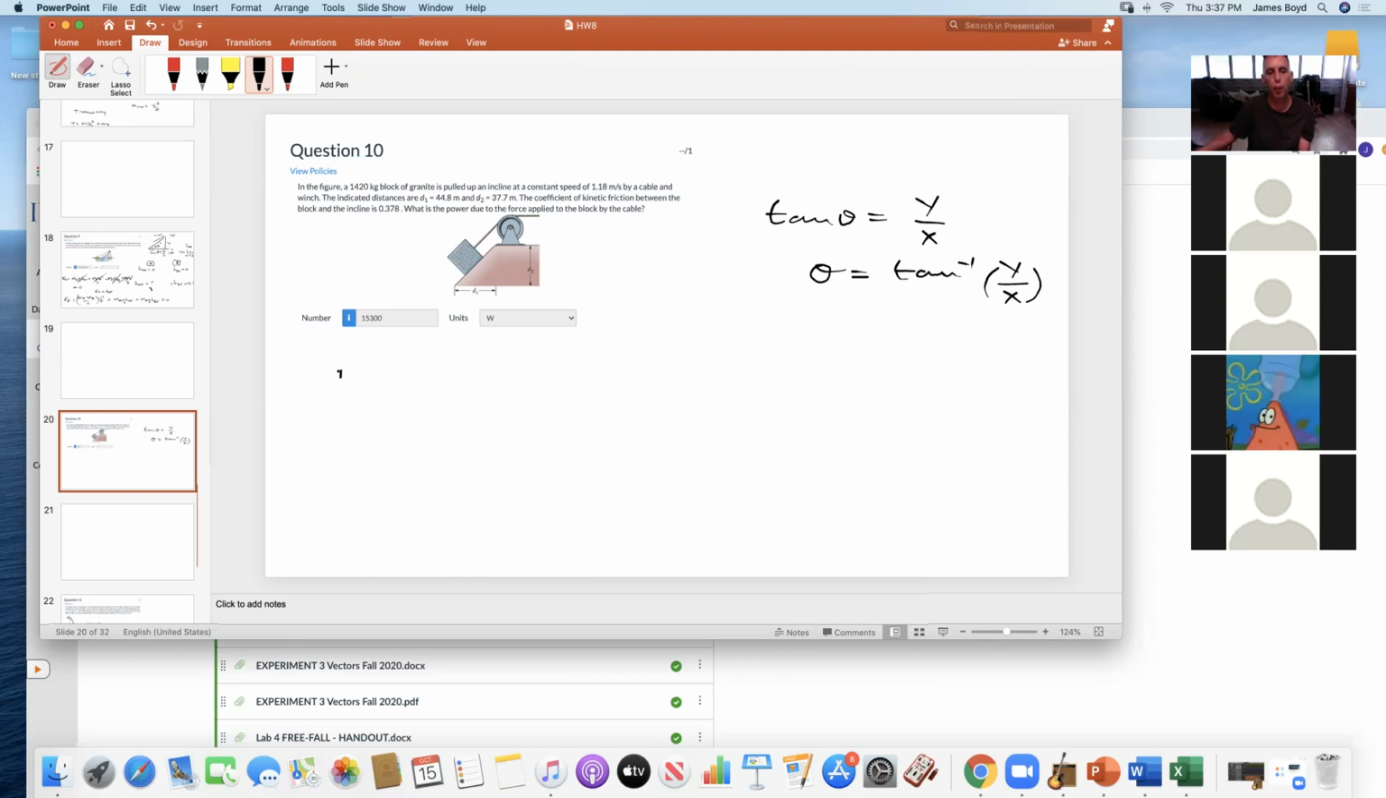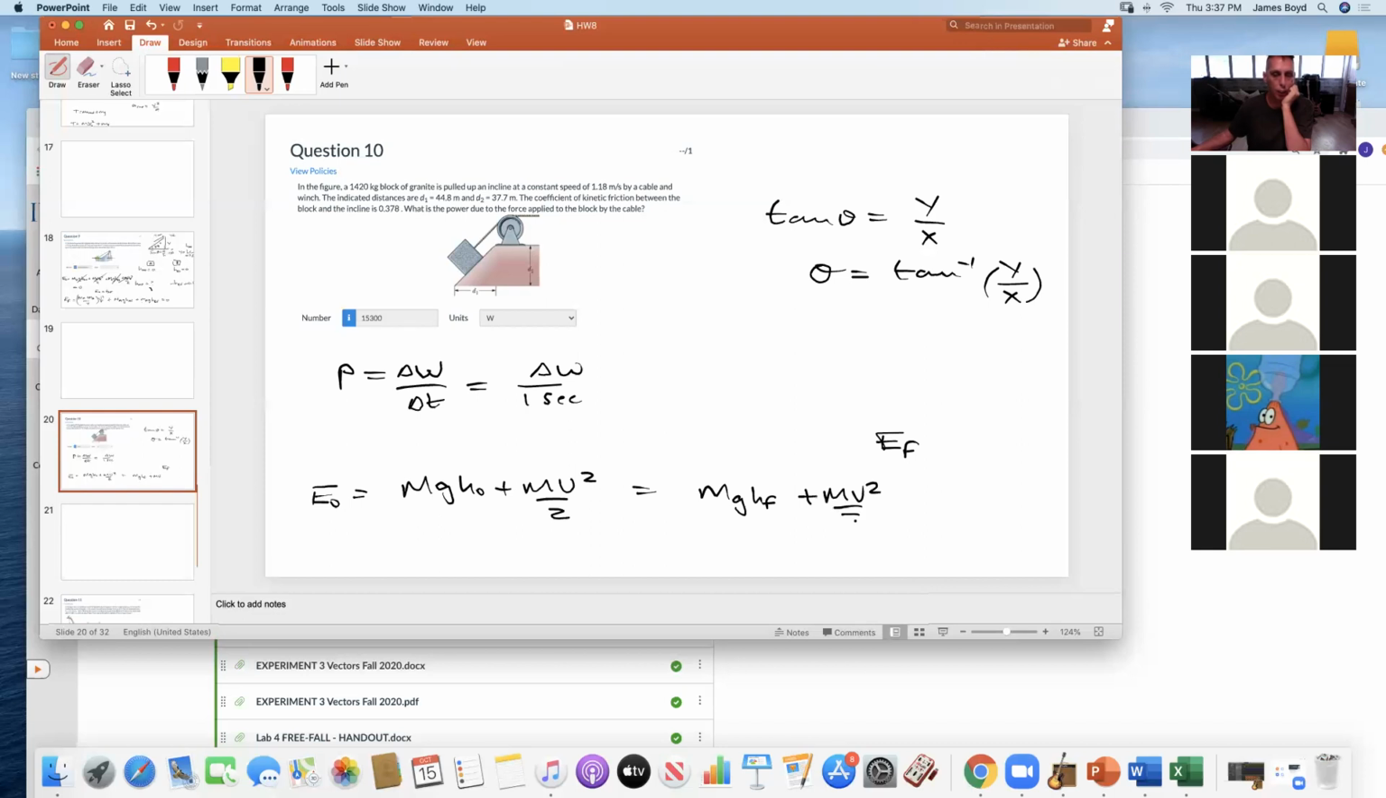This is what's weird. We want power, and power is change of work over change of time, but we're assuming that the change of time is 1 second. So we really just need to find the change of work to pull it up. Now, initially, the energy will be mgh initial plus mv squared over 2. The final energy will be mgh final plus mv squared over 2, plus the work of friction this time.